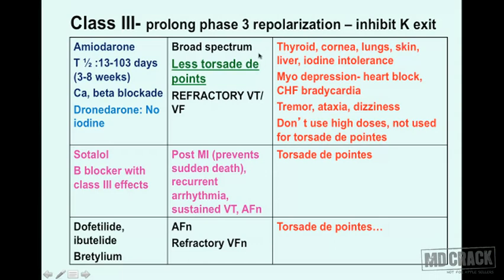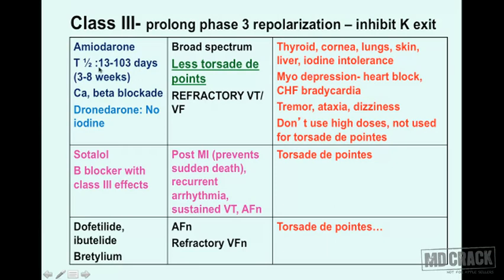And if you have these 5 tissues, you get the 5 adverse effects of amiodarone: thyroid dysfunction, corneal deposits, pulmonary fibrosis due to accumulation in the lungs, skin reactions, and hepatotoxicity. So that's about the 5 important adverse effects of amiodarone, all related to accumulation in the tissues and the wide tissue distribution. Next, iodine intolerance is another issue.